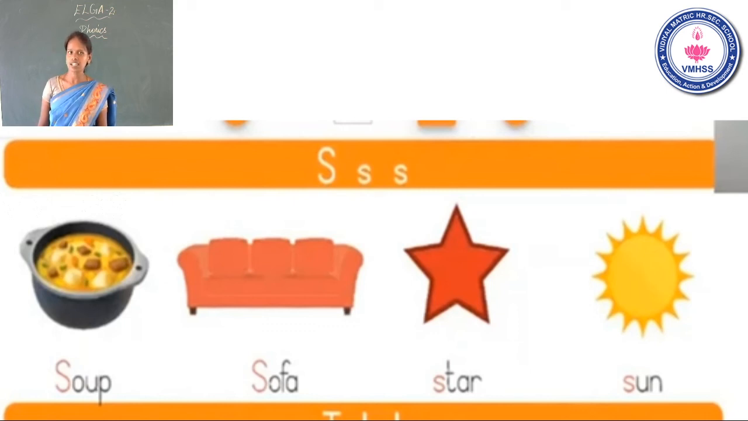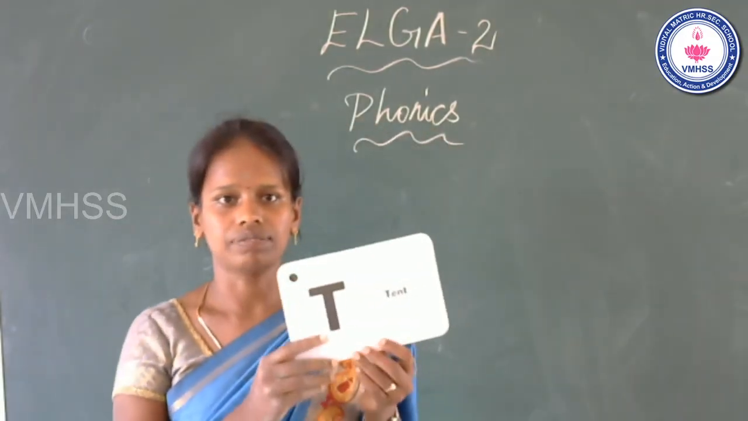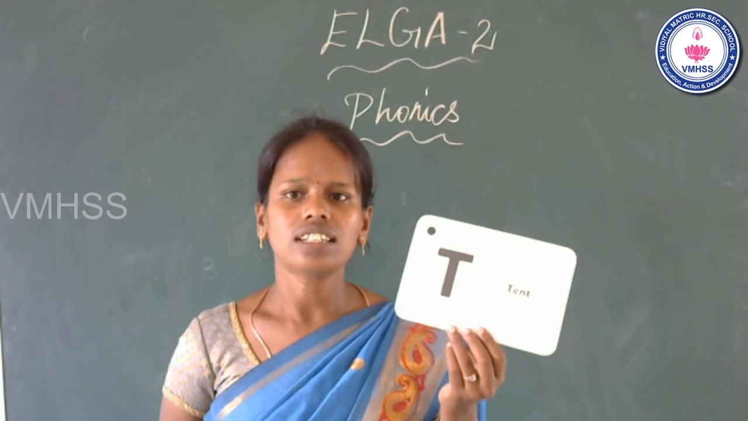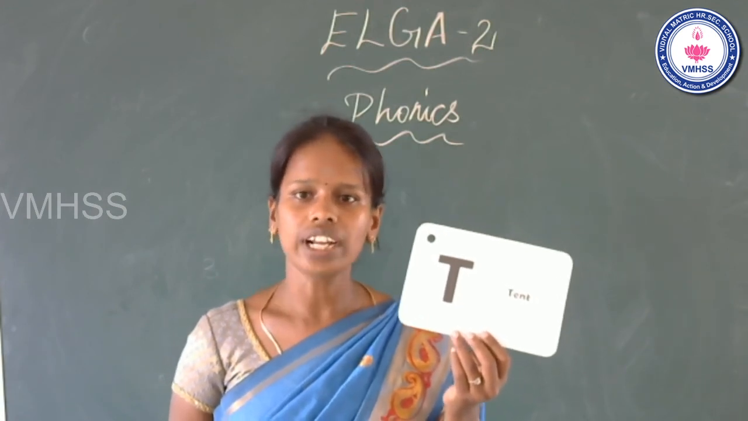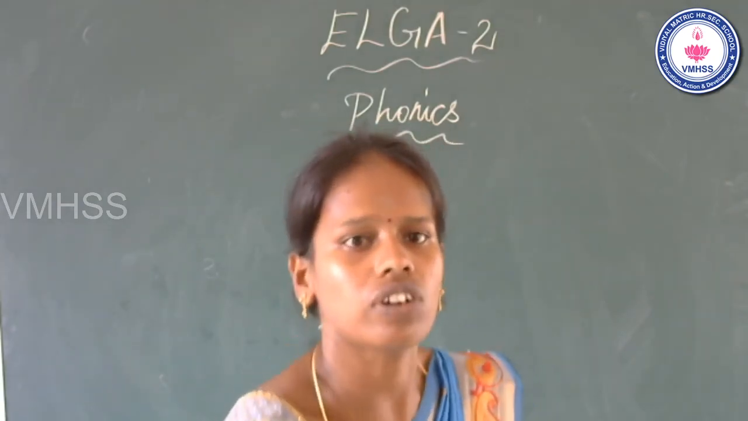Now go to the next letter. What is the next letter, students? Okay, see the flashcard. The next letter is T. The name of the letter T. The sound of the letter T. Now let's see the slide and see some words for example. Okay, look at the slide.